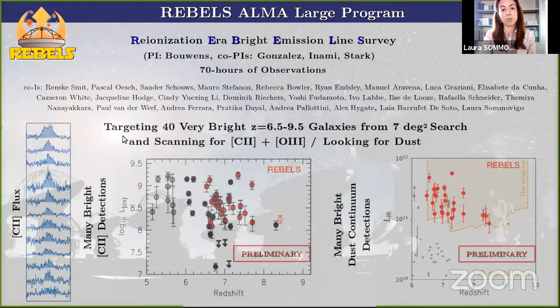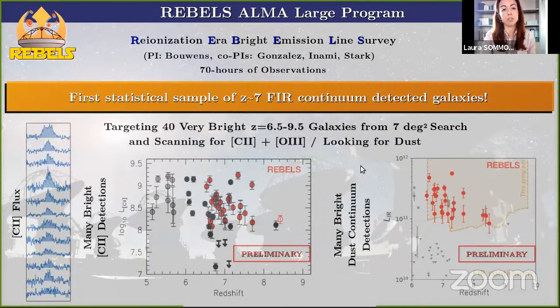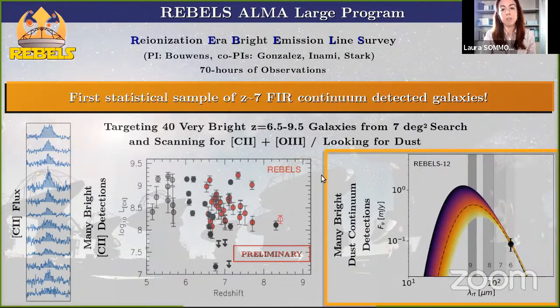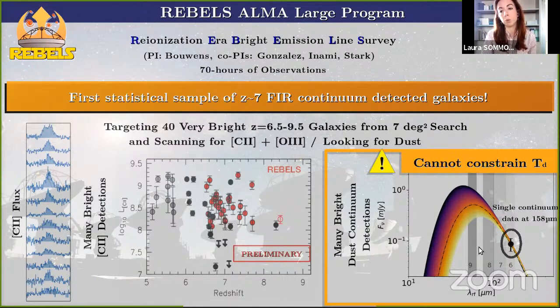REBELS targeted 40 of the brightest galaxies that we had observed in the UV between redshift 6.5 and 9.5, scanning for the [CII] line and [OIII] line and then the underlying dust continuum. This has given us the first statistical sample of far-infrared continuum detected galaxies at redshift 7. Unfortunately, all this very interesting data would have been impossible to interpret with traditional SED fitting, as for the continuum detected galaxies we only have a single data point at 158 micron, meaning that it's impossible to constrain the dust temperature of the sources together with their dust mass from traditional SED fitting.